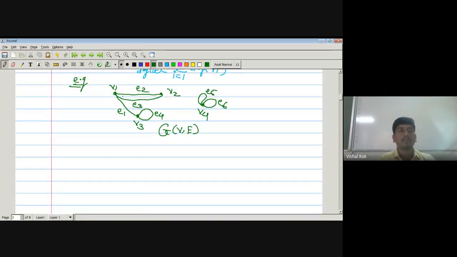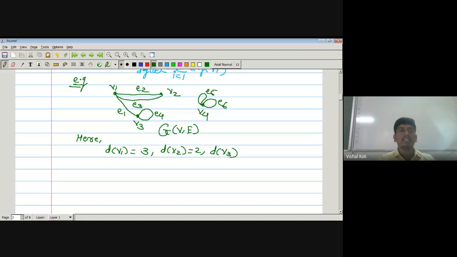So first find out the degree of vertex V1. Here degree of vertex V1 is equal to 3. There are three edges incident on vertex V1, that is E1, E2 and E3. Therefore, degree of V1 will be 3, degree of V2 2, degree of V3.